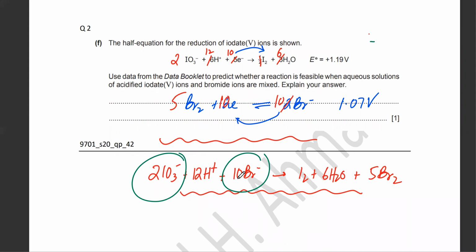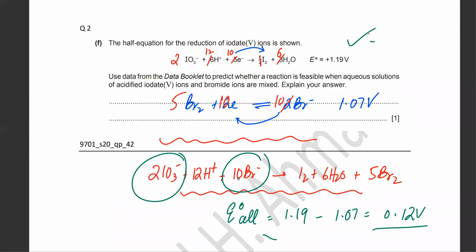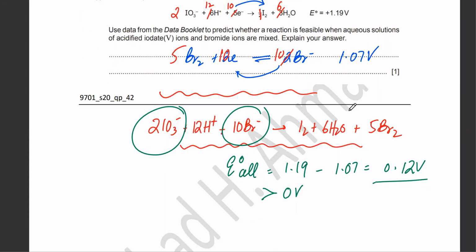It is feasible because it is happening and they have an E0 cell as well, which is positive. Reduction potential minus oxidation potential, 1.19 minus 1.07. And I get 0.12, which is positive. So you're going to write that the E0 cell is coming out to be greater than 0 volts. So hence this reaction is not going to be very fast because the potentials are very close to each other, but theoretically speaking, it is possible.